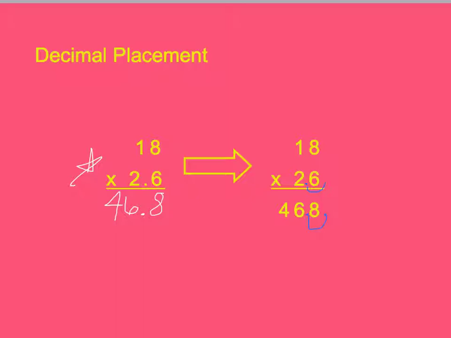If you think back to our estimates, with rounding we found 60 hours, and with the compatible numbers we found 45 hours. I think the compatible numbers actually got us a little bit closer, because our actual product here is that it's going to take Travis 46.8 hours to read his 18-chapter book.